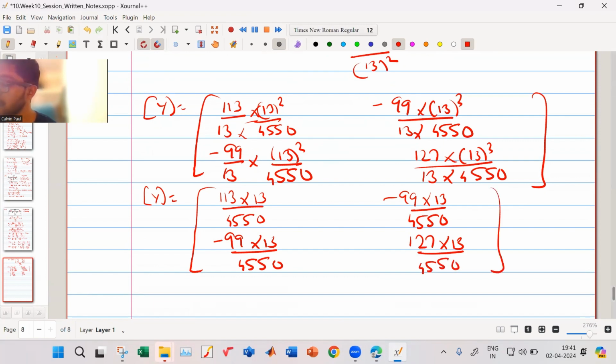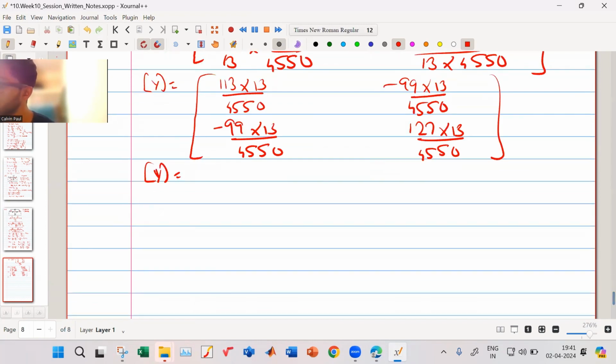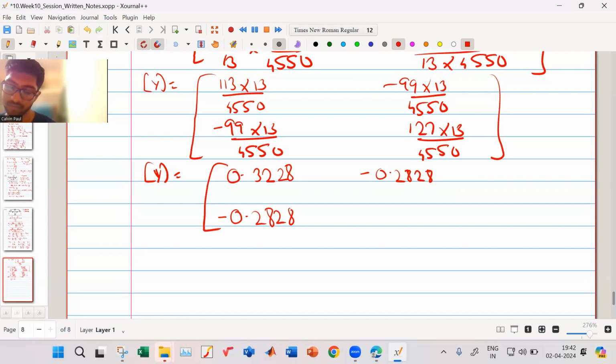Okay. So what is the value of Y? Now you find it in fractions. How much is it? 0.32, 0.3228. Okay. Point 2828. So this minus 0.2828. There also will be minus 0.2828. And in the last one, it will be 0.3628.